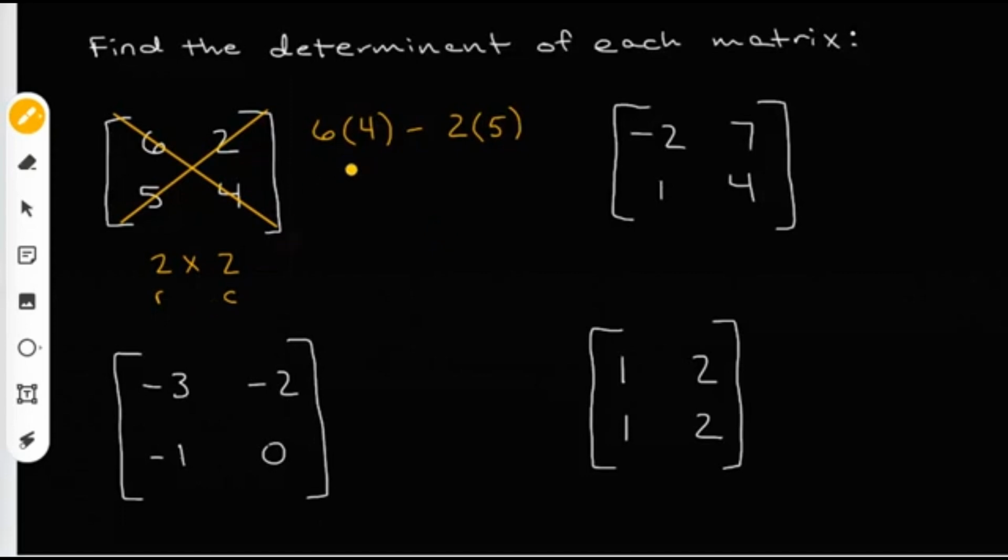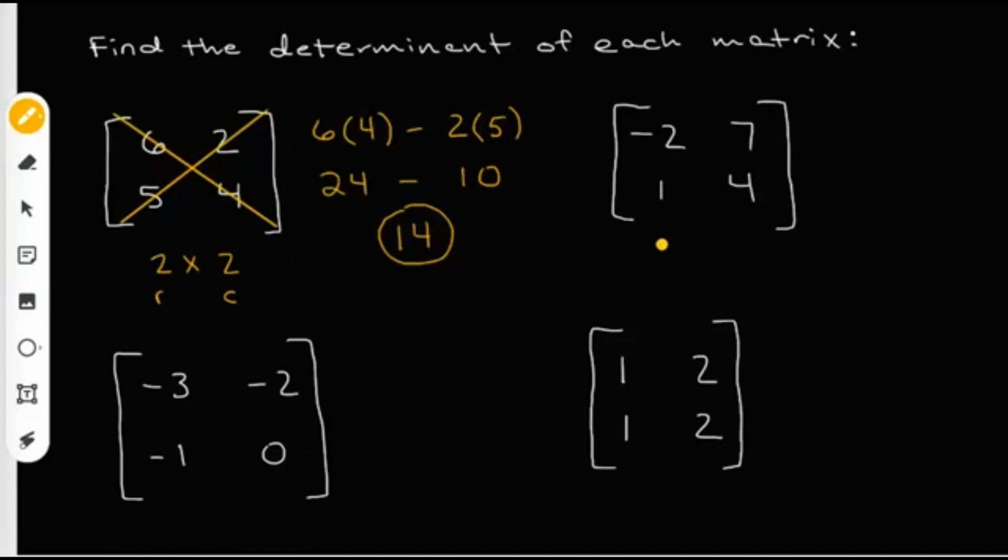6 times 4 is going to give you 24. 2 times 5 is going to give you 10. And then 24 minus 10, that's going to give you 14. So my answer is 14. That's the determinant of that matrix. Let's try the second one.